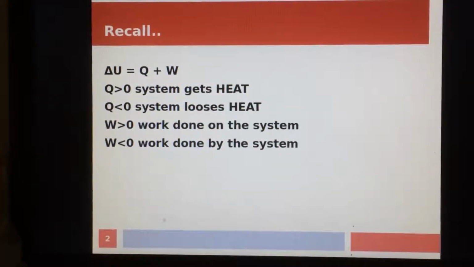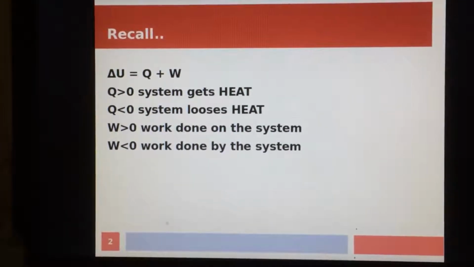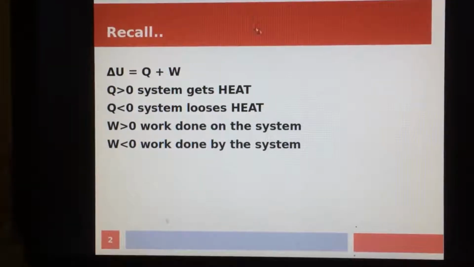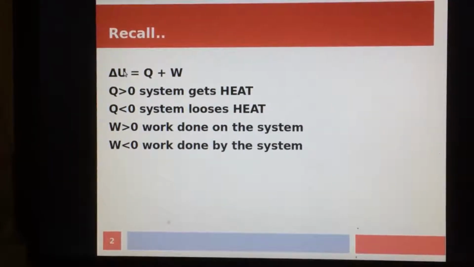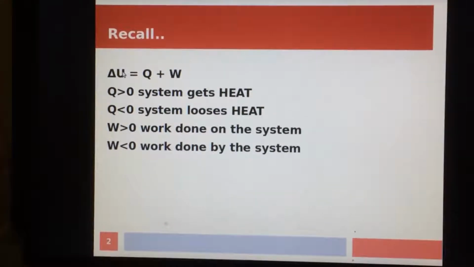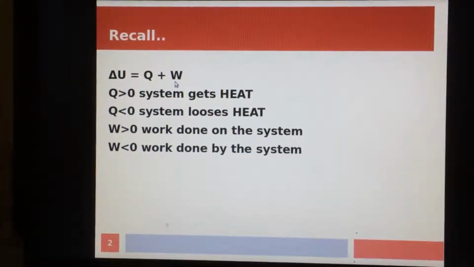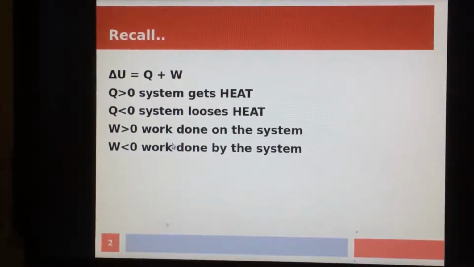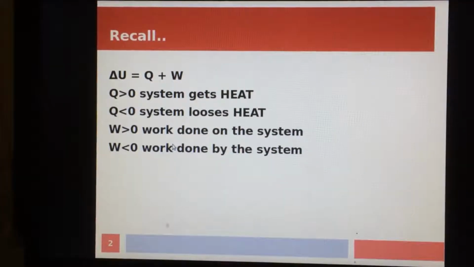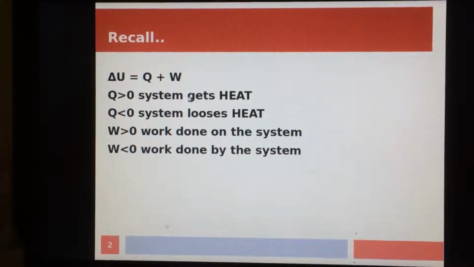But before going to that, we would like to recall the first law of thermodynamics, which states that the change in the internal energy, which is equal to delta U, is the sum of the heat supplied to the system plus the amount of work done on the system. These are some sign conventions which state that if the system gets heat, that is, heat is entering the system, then Q is positive.